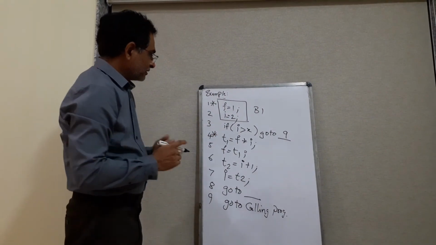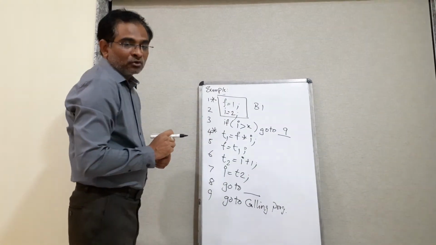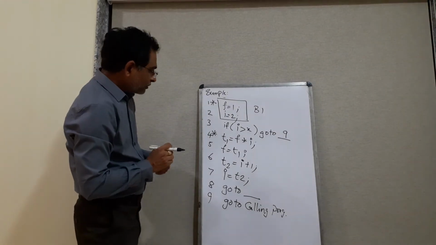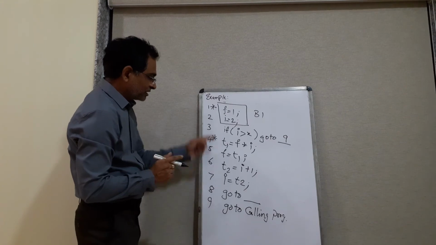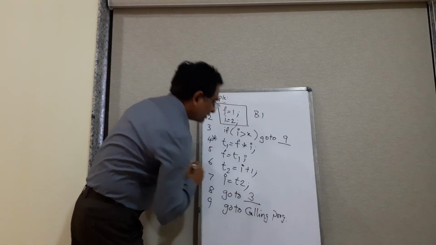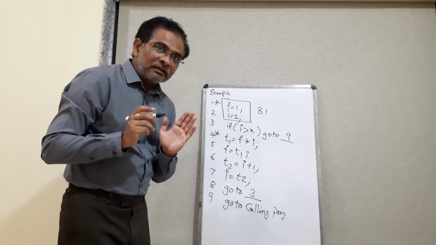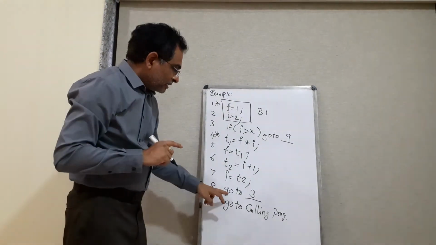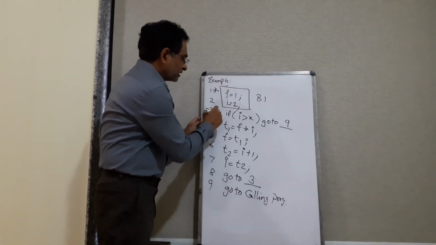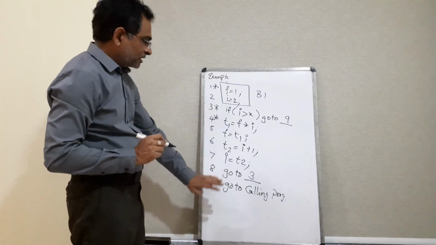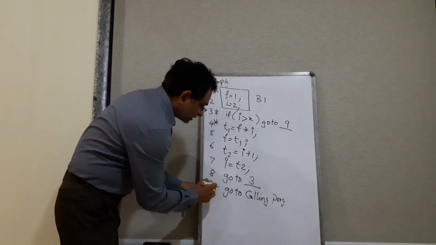Then what is the next leader? The next leader is go to 3. Here there is i equal to 2 and it has to remain inside the loop if the condition is not satisfied, so go to 3, right? The meaning of this is that whenever we say go to something, that target itself becomes a leader. So this also is a leader. And the statement following an unconditional or conditional transfer is also a leader. So this 9 is also a leader.